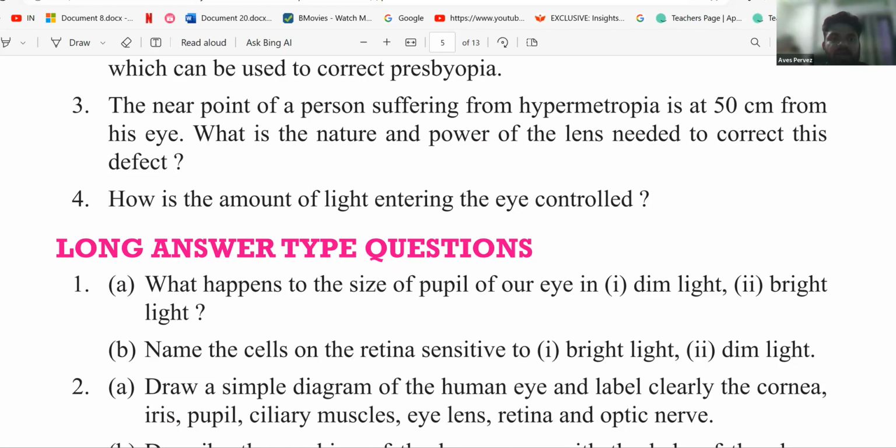Everybody, please note this question in your copy. The near point of a person suffering from hypermetropia means he can see the distant object but not the nearby object. So we can say that the nearest distance he can see is 50 centimeter from his eye. What is the nature and the power of the lens required to correct this defect? Note this question in your copy.